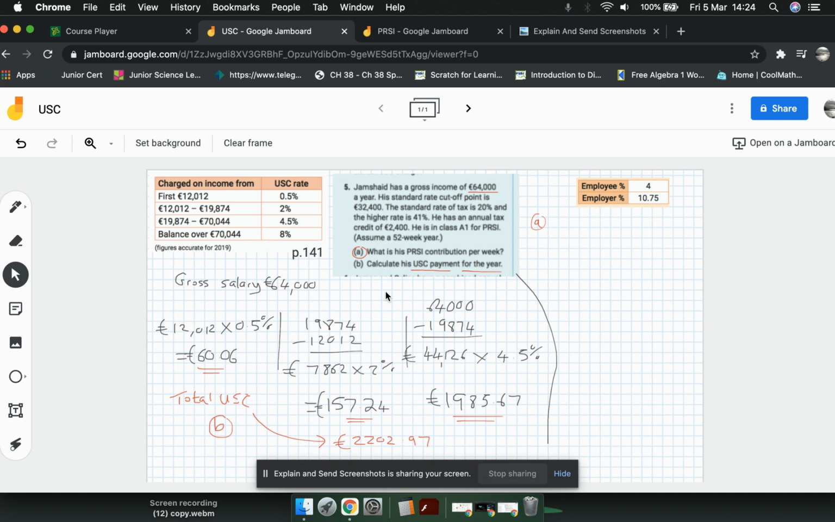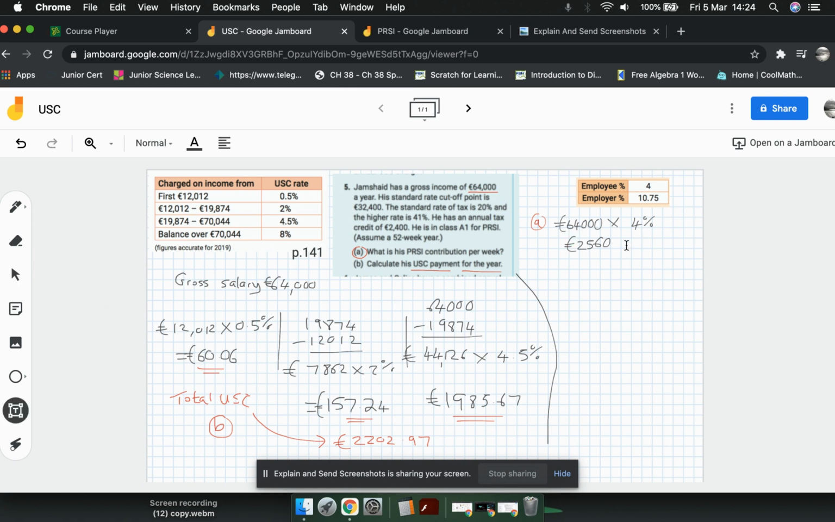What you need to do here, first of all, in this question, if you're going to work this out per year or per week, first of all, you need to work it out per year. So we can see here that this person's salary was 64,000 euro. And how you work out PRSI is you multiply gross salary by the rate of PRSI, which in this case is 4%. So 64,000 multiplied by 4%, and I get a value there of 2,560 euro, and that is per year.